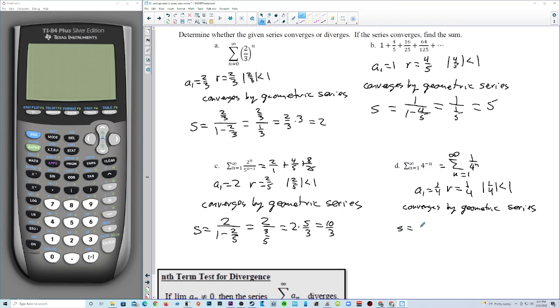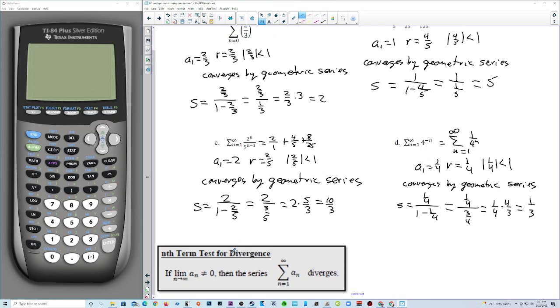The sum is equal to 1/4 over 1 minus 1/4. And that's 1/4 over 3/4. We're going to take 1/4 times 4/3. So this converges, the sum is 1/3.